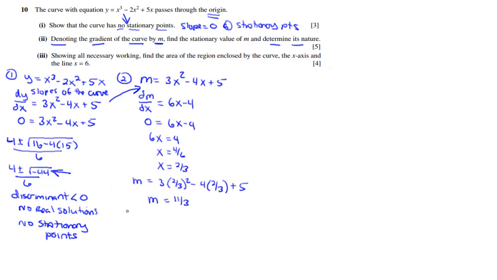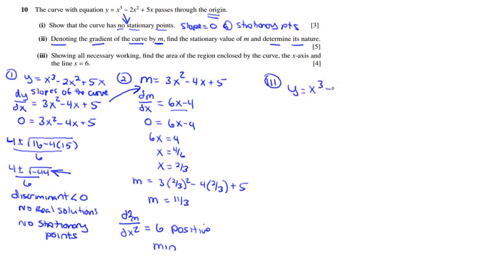And then I've got to find out the nature. And so I'm going to find the second derivative. And all I've got to do is take a look at it. It's going to be 6. That's positive. So that's going to be a minimum value.